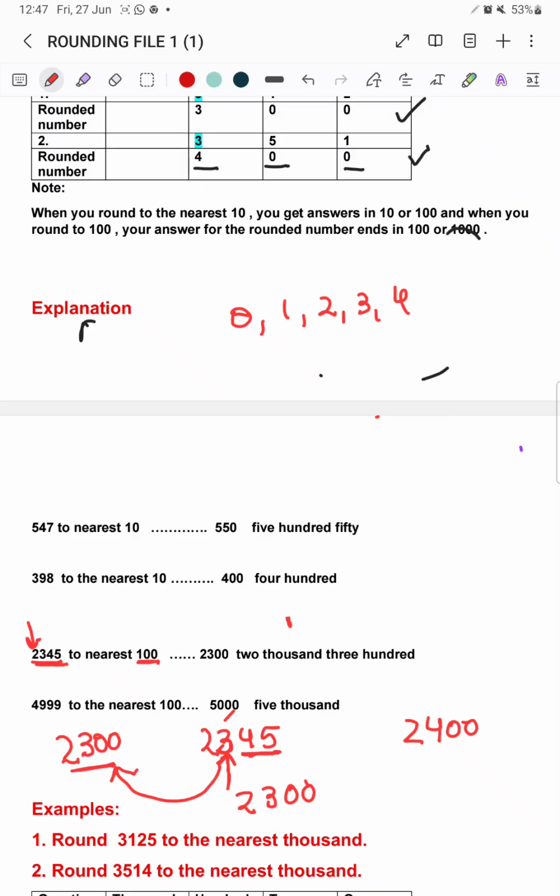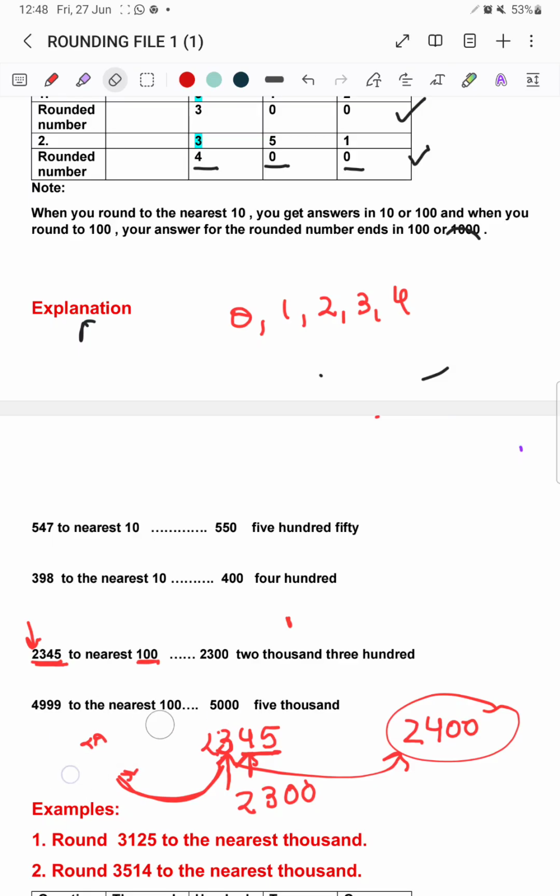Even you need not remember that you have to raise or something. You just need to see if it is 2300 and 2400. If this digit is 0 to 4, it will go to the lower number, and if it is more than that, it will go to the higher one.